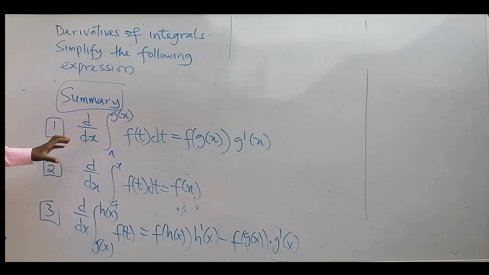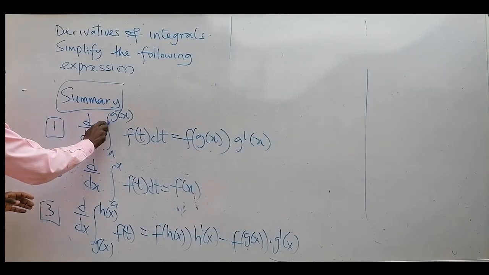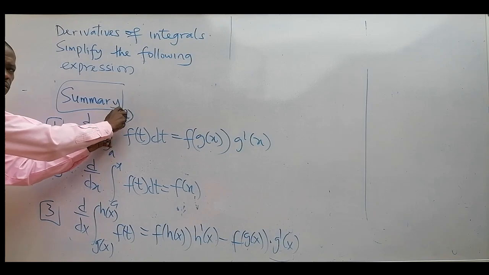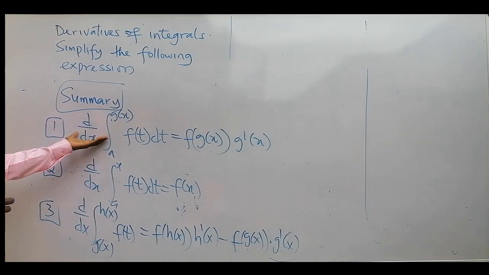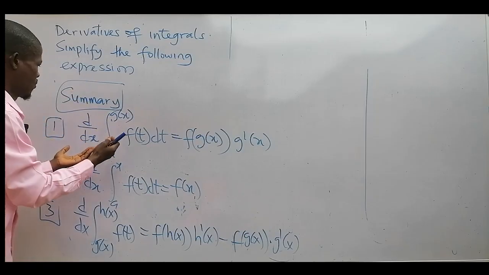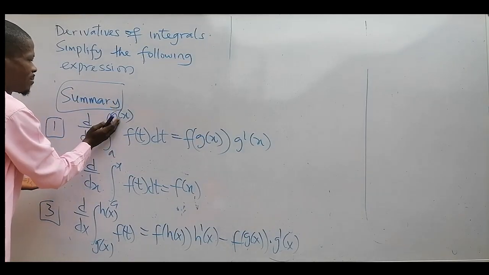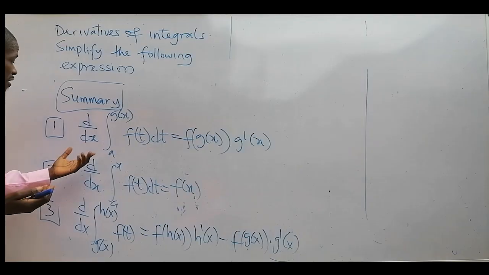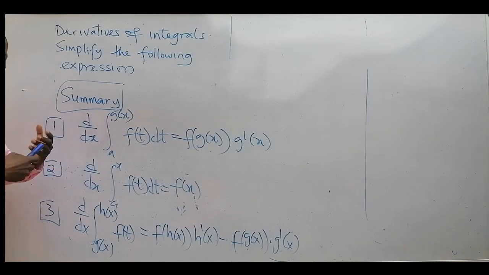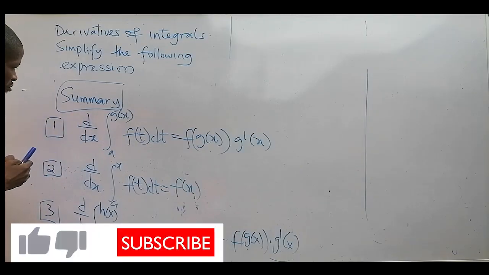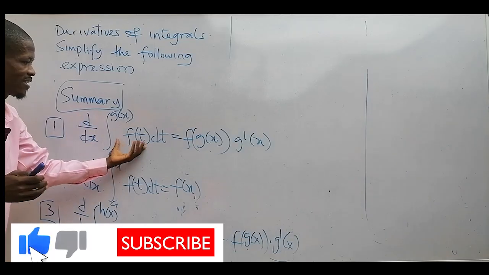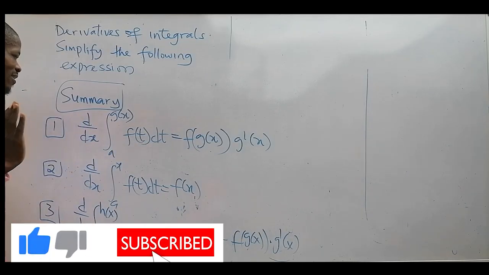For this case, what you have on the upper limit is a function of something, and this is the chain rule. Look at what we have: d dx of this integral. The upper limit is g of x, and the lower limit is just a constant, maybe 2, maybe 3, and so on and so forth. And you have your f of t.